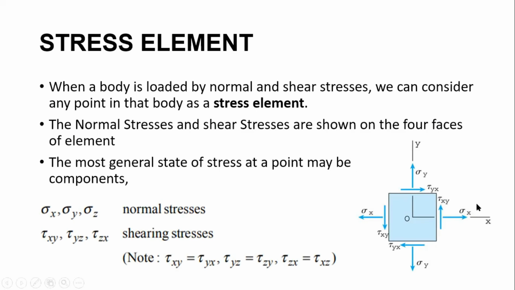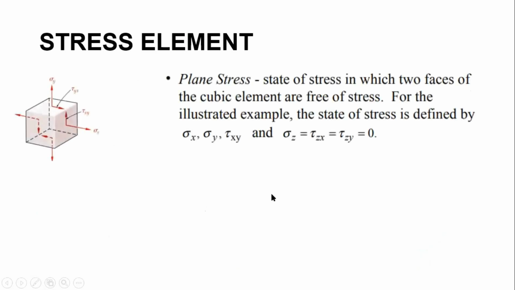So dito, no, yung example natin is 2D element, kaya wala tayong Z element natin dito. So magiging focus lang natin, no, for our subject is yung mga 2D elements lang. So discuss natin ano ba ang plane stress. So plane stress is a state of stress in which two faces of the cubic element are free of stress. For the illustrated example, the state of stress is defined by sigma x, sigma y, tau xy, and sigma z equals to tau zx is equals to tau zy is equal to 0.